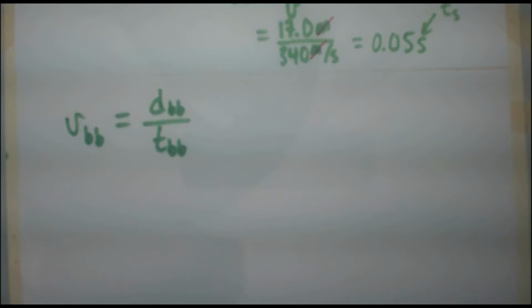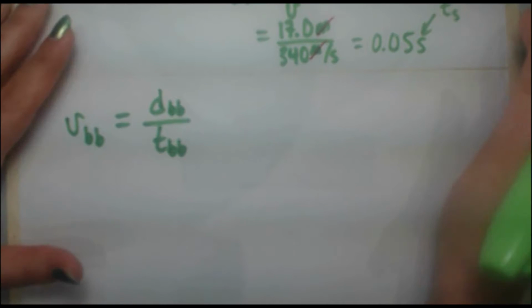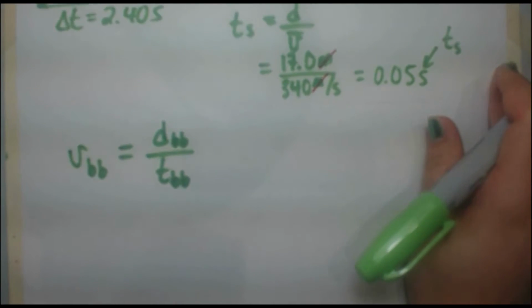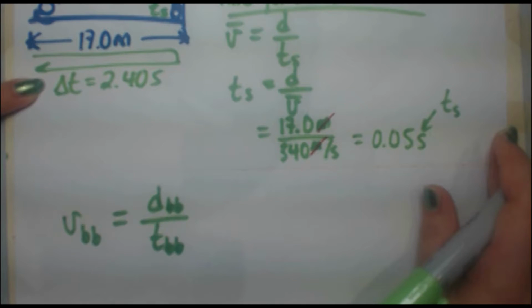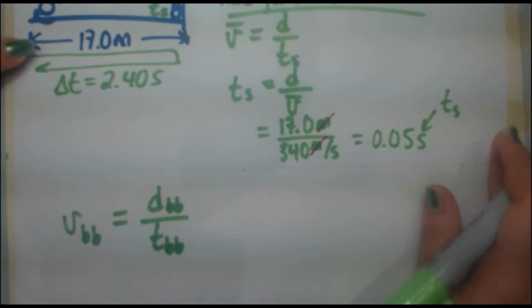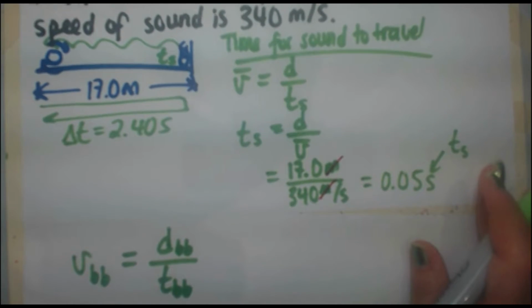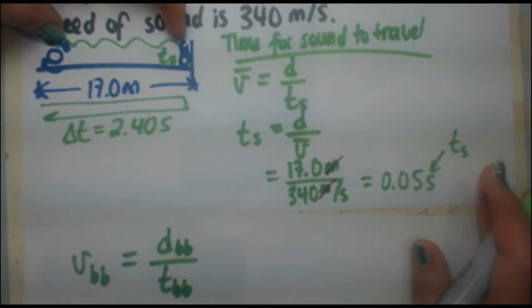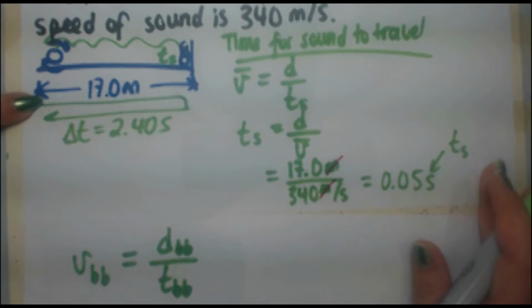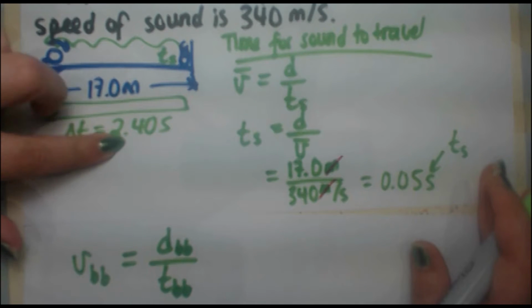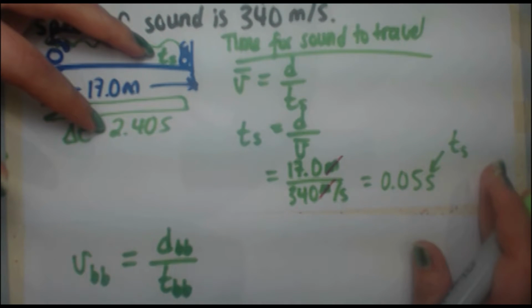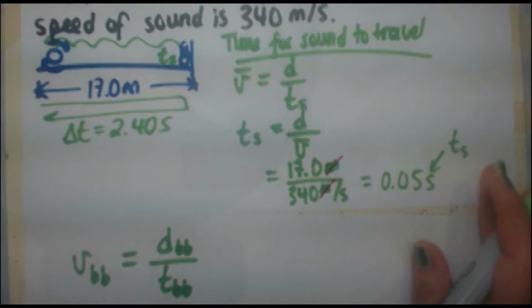Okay, so this is why we calculated TS, because we know that in total, it takes 2.4 seconds from when the ball leaves the person's hand for them to hear the sound. 2.4 seconds for that entire thing. Now just half of it, right? Just half of that time is attributed to 0.05 seconds. Therefore, the time it took the actual ball to go this way is going to be the difference between this and this. Okay, so 2.40 minus 0.05.